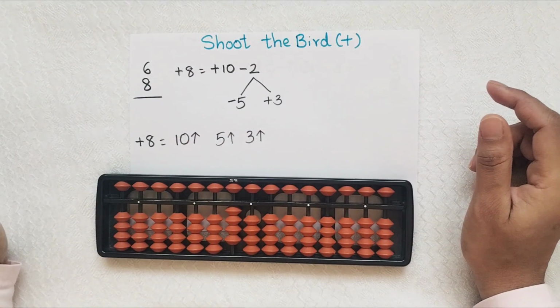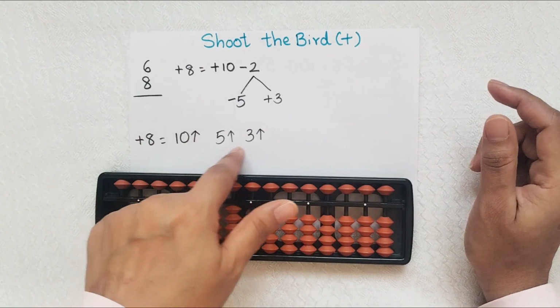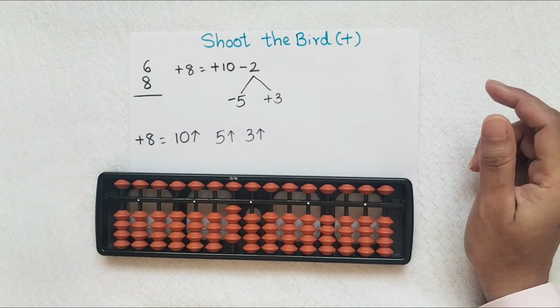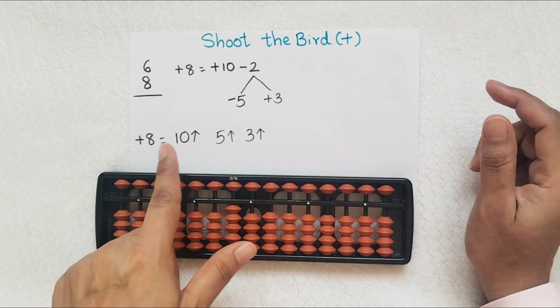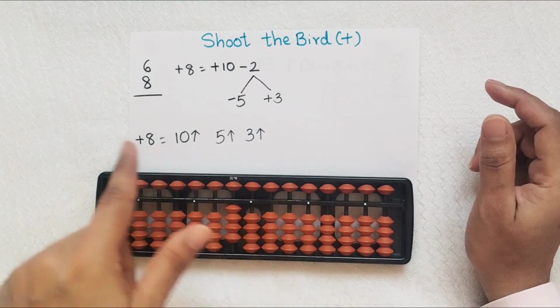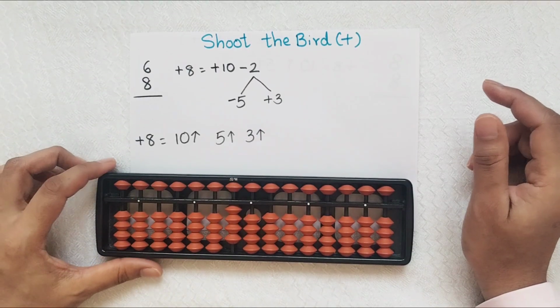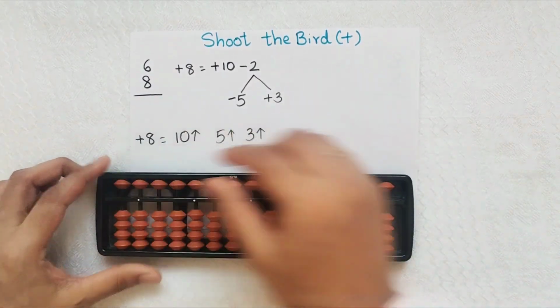In the previous lesson we learned 10 up, 5 up, 2 up. It was for the shoot the bird of 7. So for 8 it is 10 up, 5 up and 3 up. That is for plus 8. Okay, let us try again.